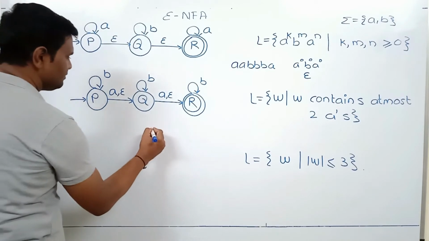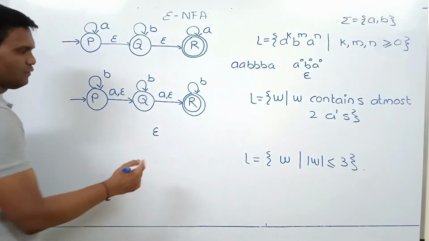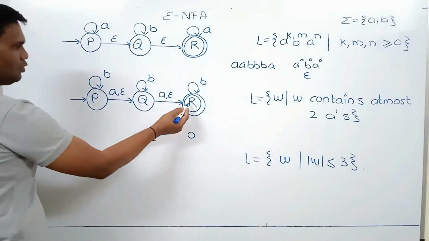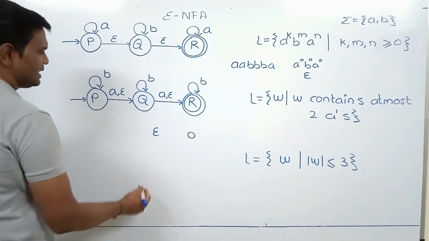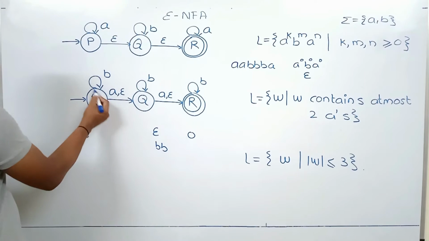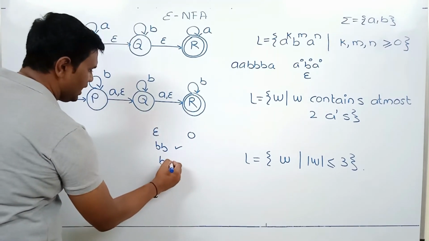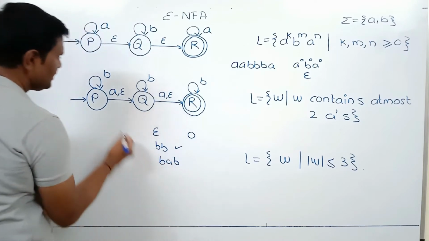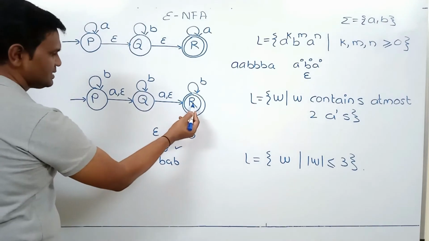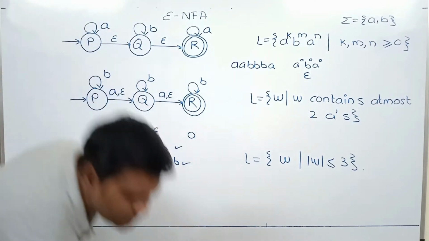So if you consider simply string epsilon, this has zero number of a's, so it should be accepted. With epsilon we reach the final state, so string epsilon is accepted. If we consider string bb, then b, b, epsilon, it is accepted. For bab, then b, a, b, epsilon, the string is accepted. So this is the required NFA.